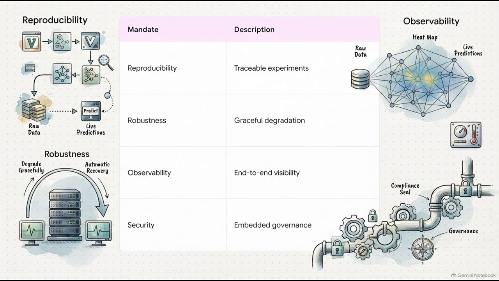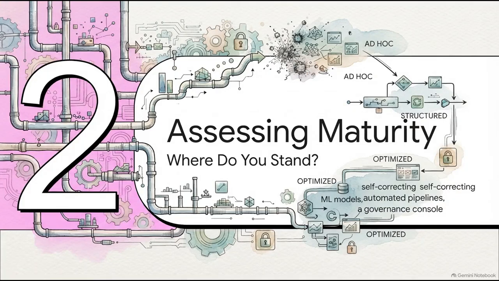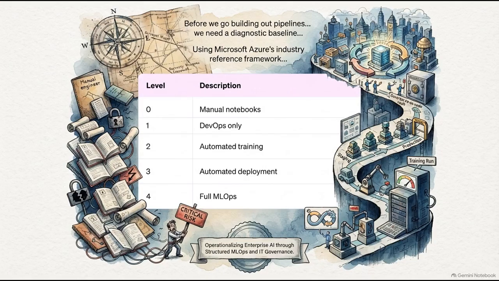And fourth, security and compliance, ensuring governance is embedded at every single pipeline stage, not just bolted on at the very end like an afterthought. Moving right along to Section 2, assessing MLOps maturity. Before we go building out pipelines and trying to hit those 4 mandates, we need a diagnostic baseline. We have to know exactly where our infrastructure stands today.